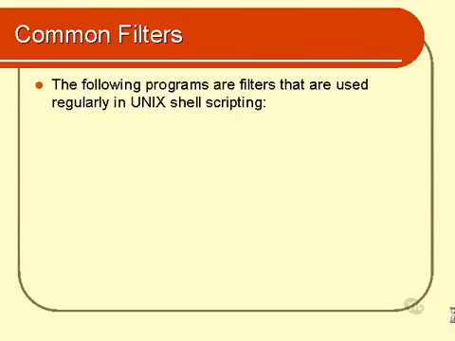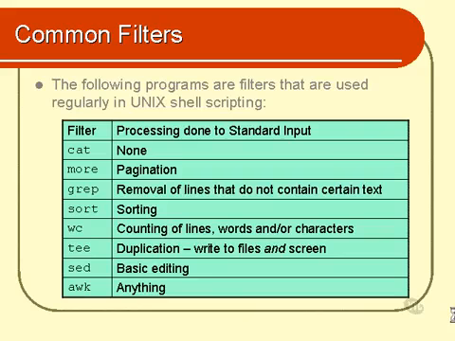Let's have a look at some common filters. These are used regularly in Unix shell scripting. We have got cat, of course. You may ask yourself what processing is done by cat. Well, none, really. You could say that it's the no processing filter. Whatever input it receives, it just puts it straight back out to the screen.